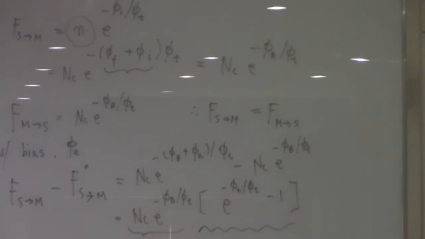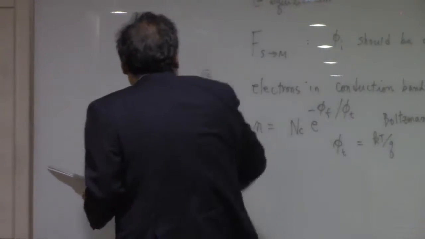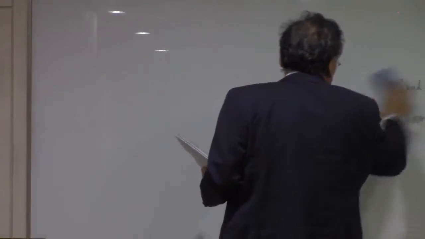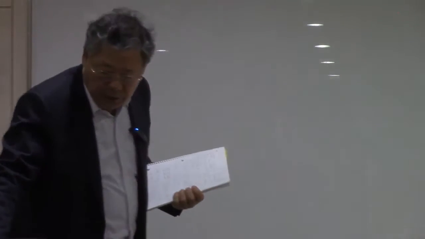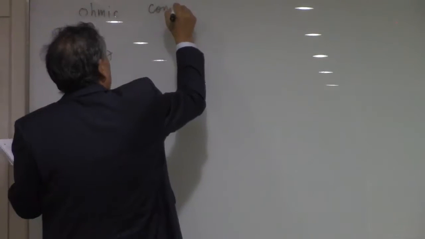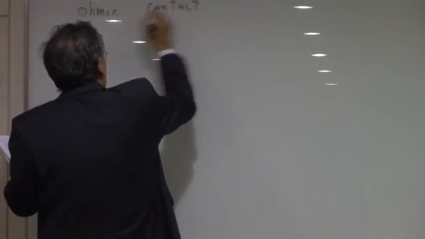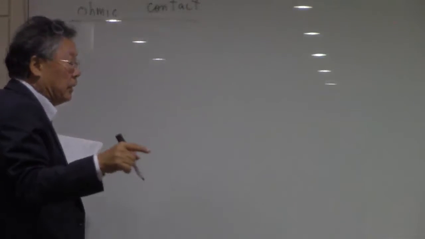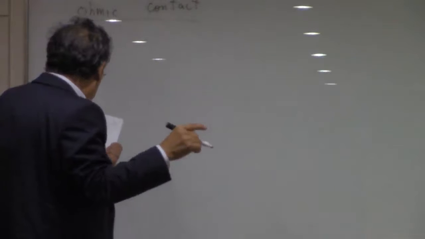And the next topic that we missed last time is, I just briefly mentioned the tunneling to get an ohmic contact between metal and semiconductor, right? So let me say something more on this ohmic contact. This ohmic contact between metal and semiconductor is very important in semiconductor devices.